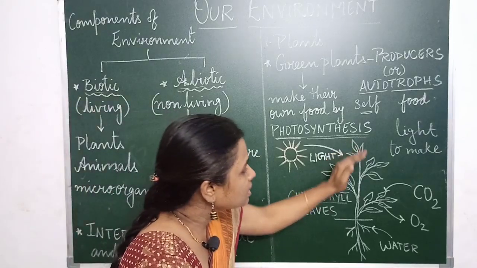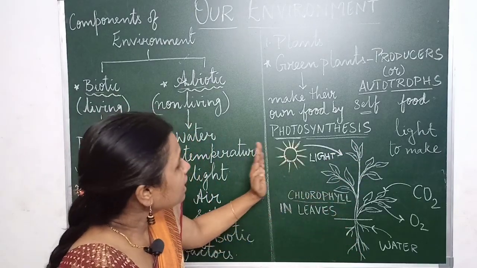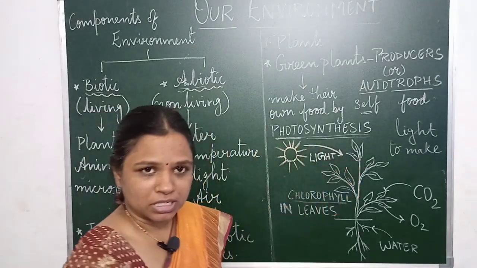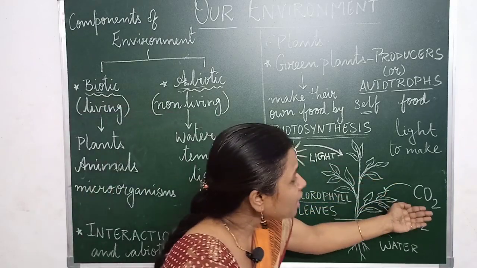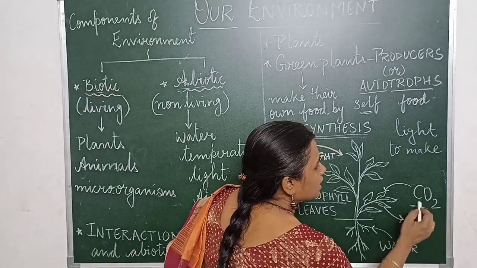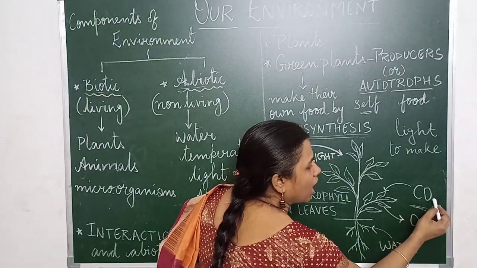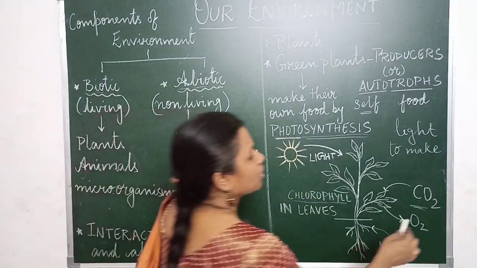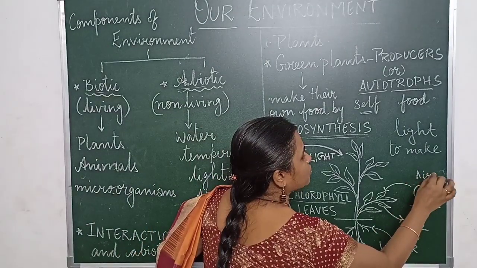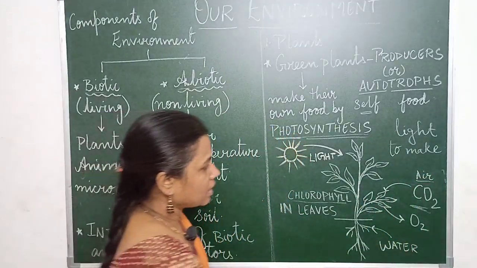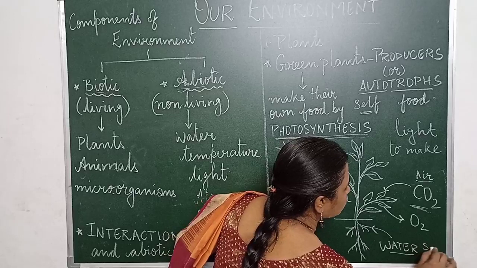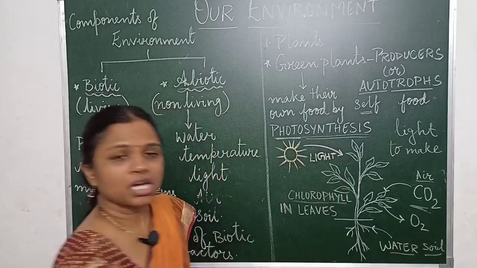Now, these green plants absorb light energy from the sun, and from the air they take carbon dioxide. What is the symbol of carbon dioxide? Capital C, capital O and suffix 2. Yes, okay, so it is carbon dioxide from the air. So, they take carbon dioxide from the air and water from the soil, right? So, they take water from the soil.